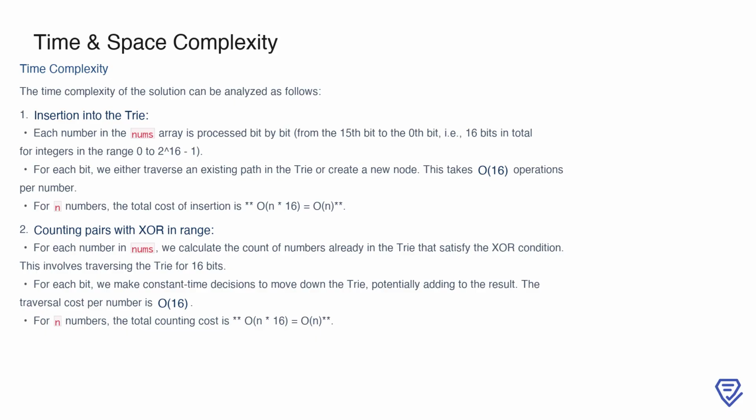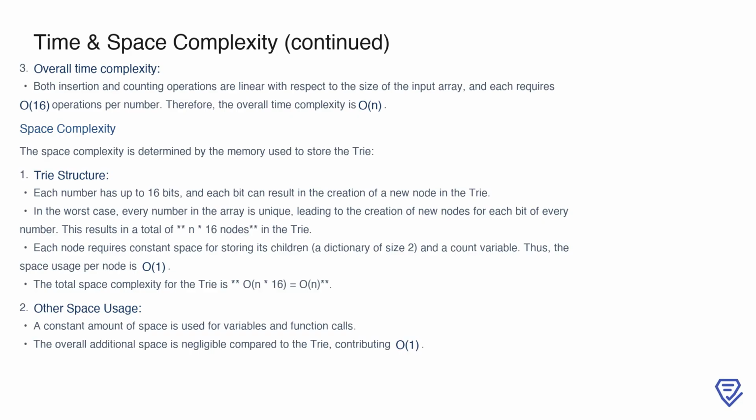Next, we analyze the process of counting pairs with XOR values within the given range. For each number, we traverse the tree to calculate how many numbers already inserted satisfy the XOR condition, and this traversal also takes 16 operations per number. Again, for n numbers, the total counting cost becomes n*16, which simplifies to n. Now, combining the insertion and counting operations, the overall time complexity of our approach is n. Both operations involve processing each number in the input array with a fixed cost per bit, which leads to a linear relationship with the size of the input.